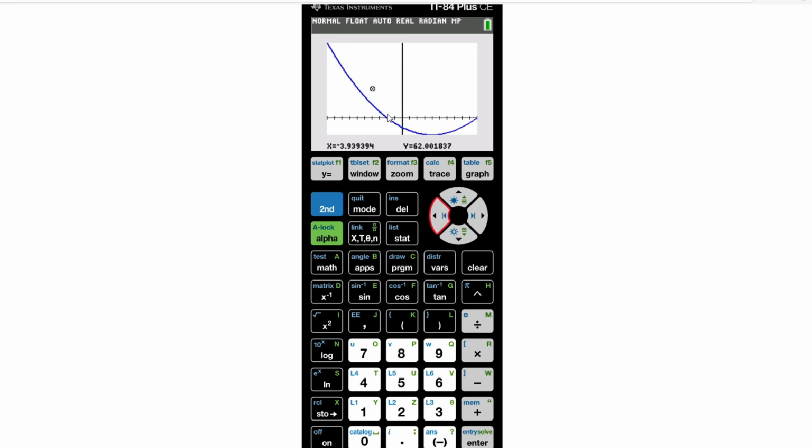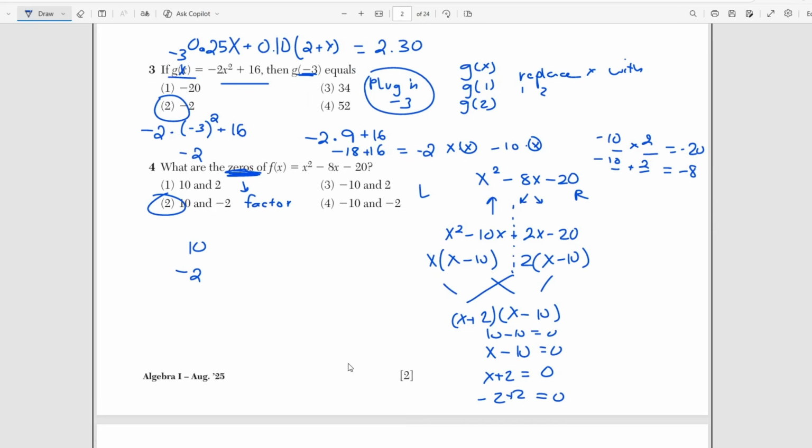So in this case, we can see the first one's around here, and the second one is all the way over there. And if I trace this with my cursor, this 0 is pretty much at negative 2, and this 0 is at 1, 2, 3, 4, 5, 6, 7, 8, 9, and 10. Pretty much crosses over the 10 right there. All right? Remember that the 0 is when the graph crosses over the x-axis, okay?